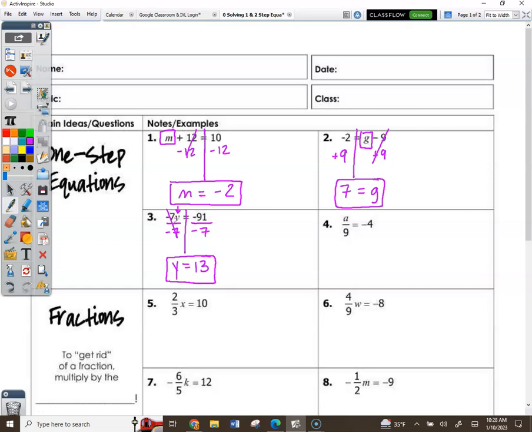Number 4 looks weird at first, but don't overthink it. You have your variable divided by 9, and we need the variable by itself, so what's the opposite of dividing by 9? Multiplying by 9. So we're going to multiply by 9, then you come over here and do it, right? And you get what? Negative 36.